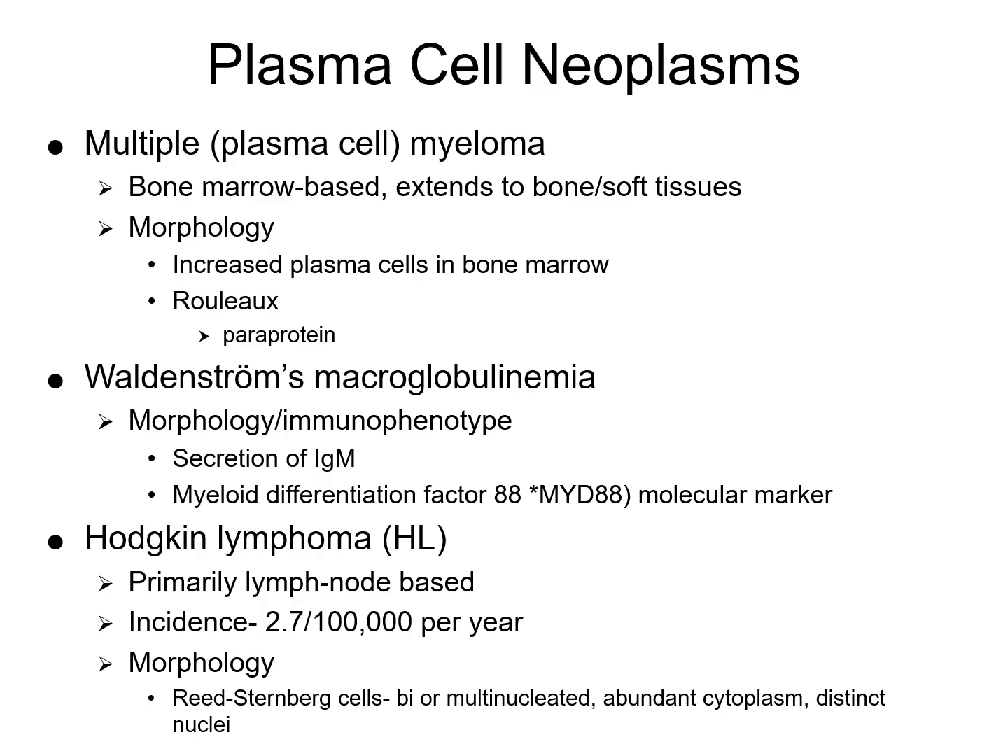Hodgkin lymphoma is a lymphoma primarily involving the lymph nodes. Its incidence is about 2.7 cases per 100,000 people per year. For morphology, it's going to be characterized by the Reed-Sternberg cells, which are large, bi- or multinucleated cells. These cells have abundant cytoplasm and distinctive nucleoli, often described as an owl's eye appearance. The Reed-Sternberg cells are pathognomonic for Hodgkin lymphoma and are surrounded by a reactive background of non-neoplastic inflammatory cells.